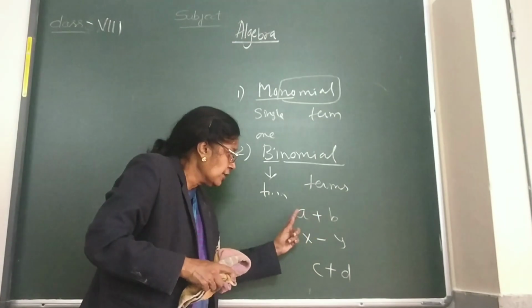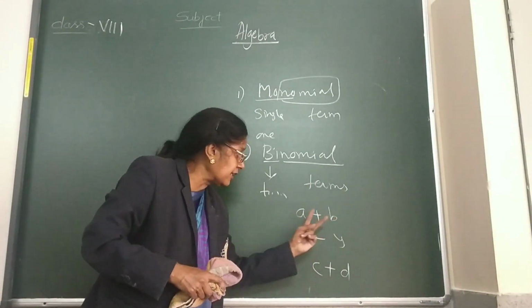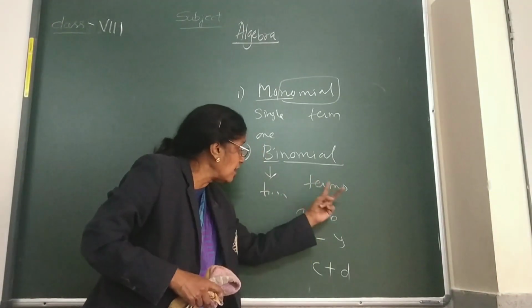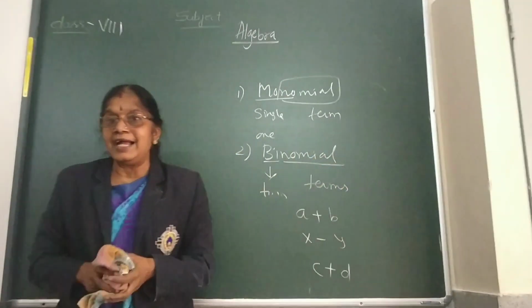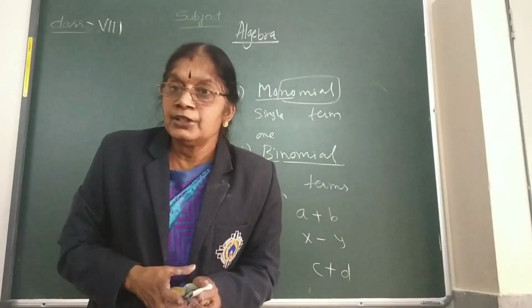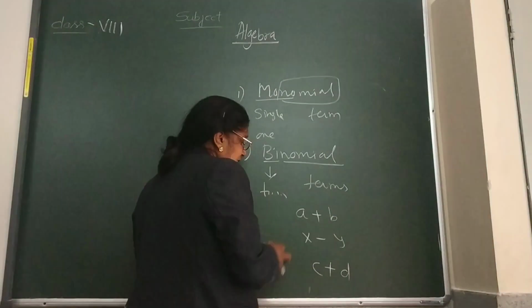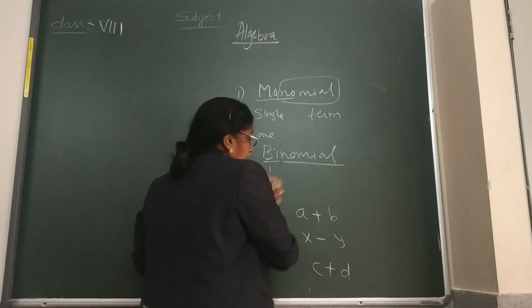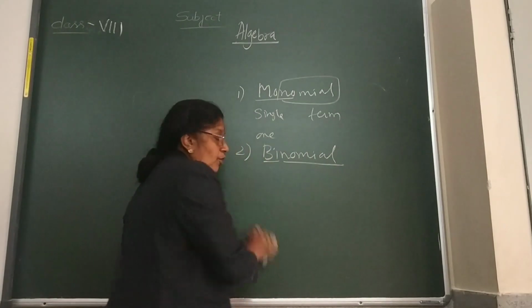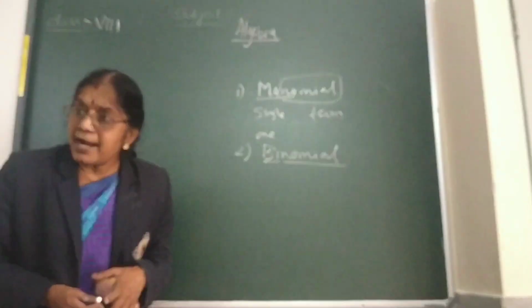Such terms: A is one term, B is one term. So how many terms are there? Two terms, so they are called binomials. A plus B, X minus Y, C plus D are all called binomials. Now you know what is meant by binomials.